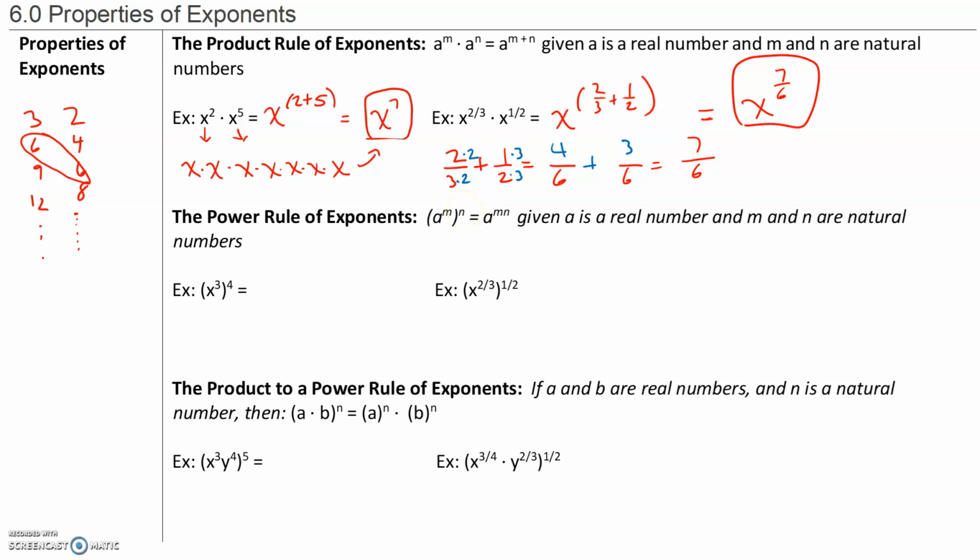So if you have x to the 3, x cubed raised to the 4th power, by the power rule, you're going to multiply 3 times 4, and this will give you x to the 12th. This is different than the product rule.